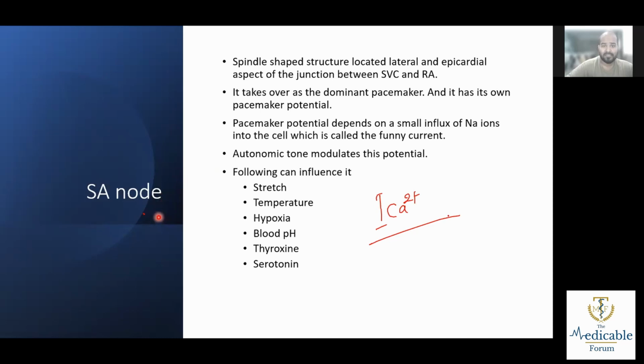And we know that autonomic tone modulates it. It can make it faster or slower. And there are these following factors which can also affect SA node impulse generation: cardiac stretch, temperature, hypoxia, blood pH, thyroxine, serotonin, etc. They all can influence whether you should be tachycardic or bradycardic.